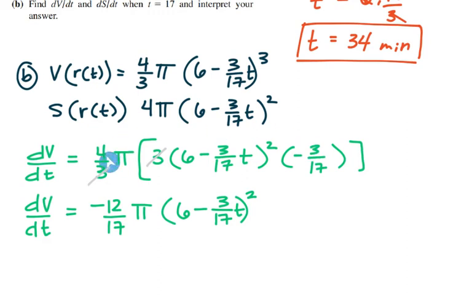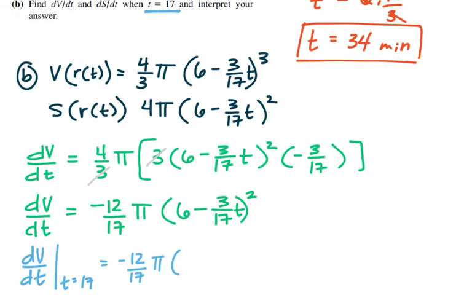So I just took that 3, multiplied it by the 4, and brought 17 in front. So if we want to find the volume at time t equals 17, that just means I'm plugging 17 into this function. So dV/dt at t equals 17 is negative 12 over 17 pi times (6 minus 3/17 times 17) quantity squared. See, those 17s cancel.